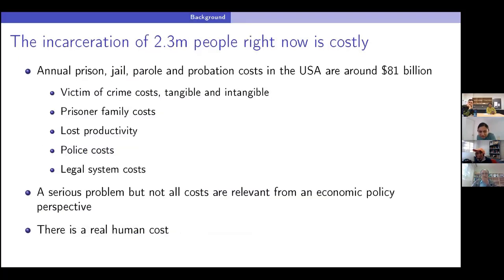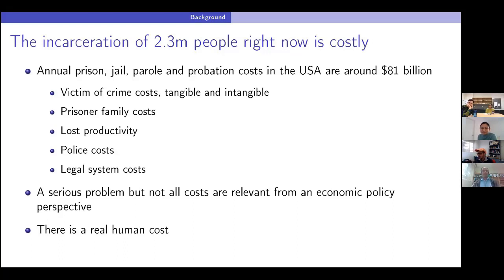Is this an important area to be looking at? If you look in the US at the moment, you've got more than 2 million people in the correctional facilities system, including jails and prisons, and it costs a lot of money, right? Around 81 billion a year at the moment. That is the direct tangible cost of running prisons, jails, parole, and probation. Okay, so this is a really expensive activity that goes on in the US.